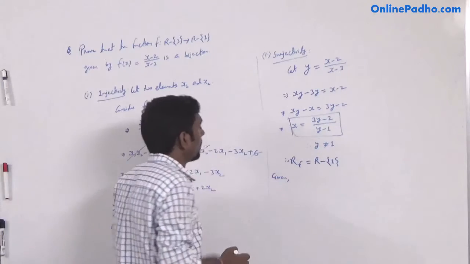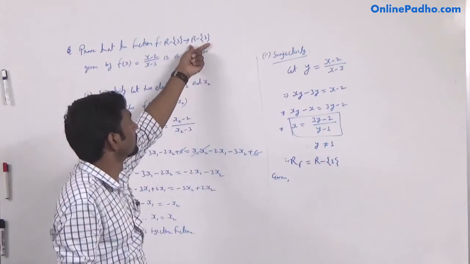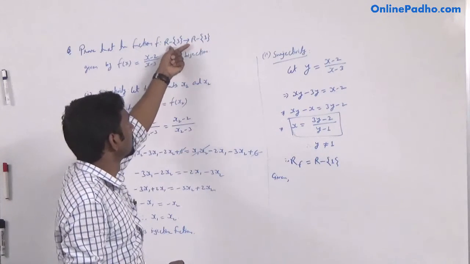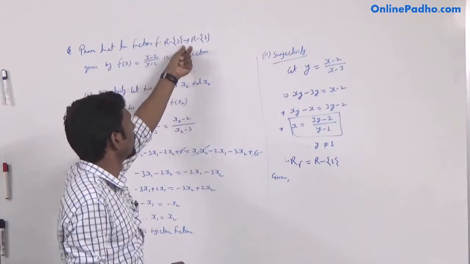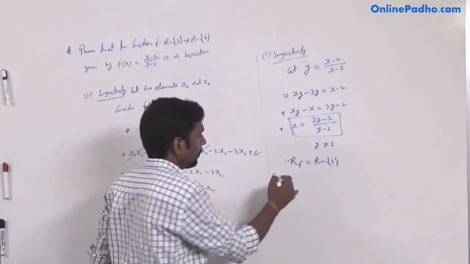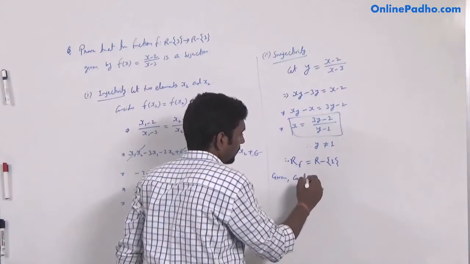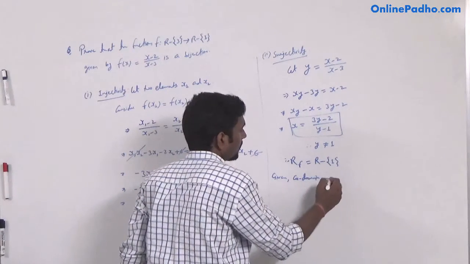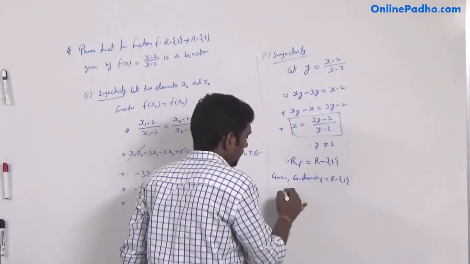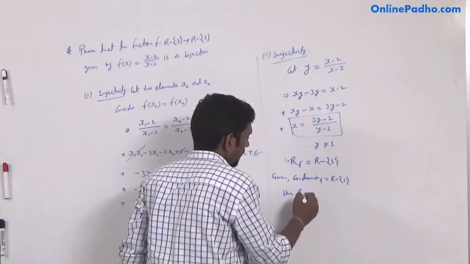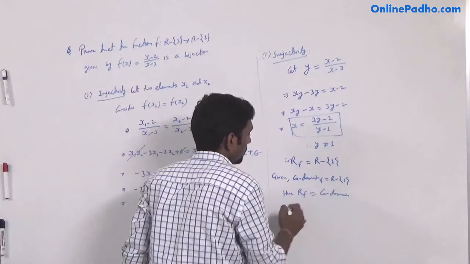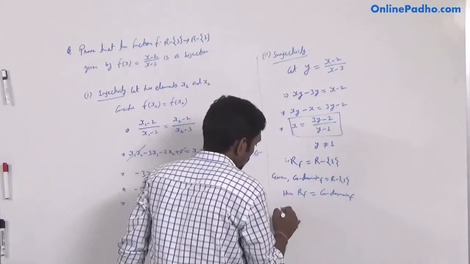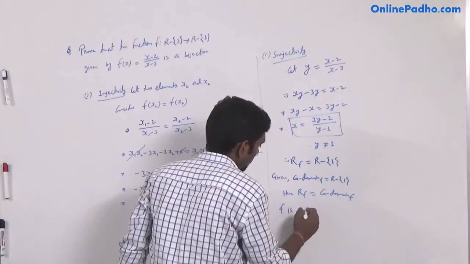And what is the codomain? The codomain is already given. The set before the arrow is called the domain, and the set after the arrow is called the codomain. So it is given that the codomain of this function is R minus 1. So here the range is equal to the codomain. So f is surjective.